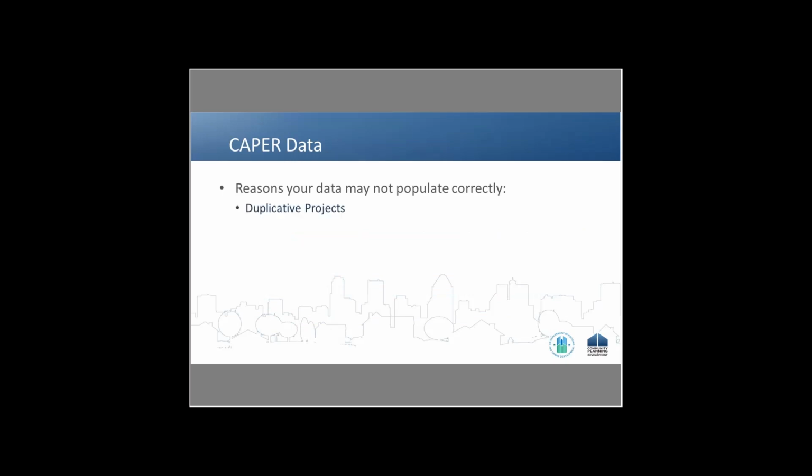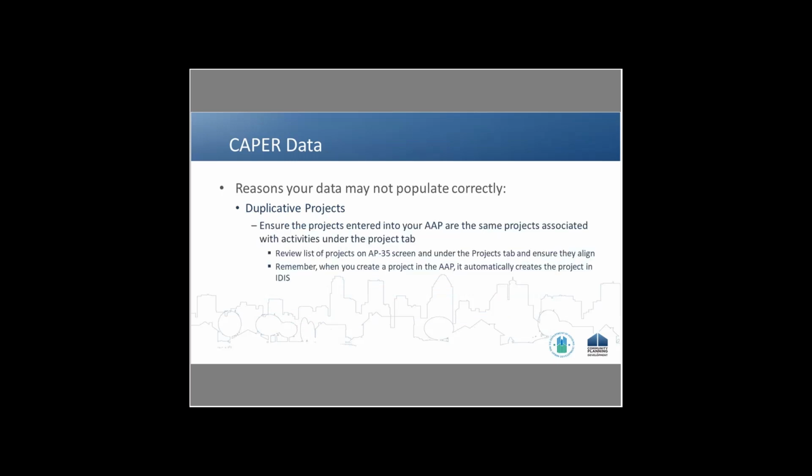Another reason the data may not populate correctly is if you have duplicative projects. So when you set up a project in your action plan on the AP35 screen, that automatically creates the project under the Projects tab in IDIS. And if you are also creating the project in IDIS separately, or if you've created the project in IDIS but have not then linked it to your annual action plan, that data won't communicate into your CAPR. All of that information that you want to be populating in your CAPR, you need to make sure is in your review completed action plan.